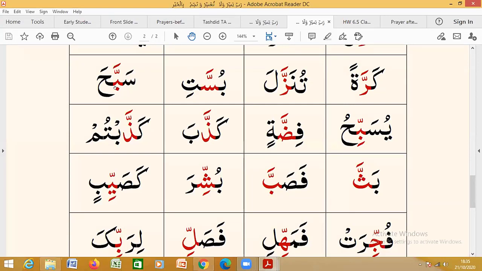Sub. Well done. So that's the first step, sub, and then we see that it has a fatha on top. So same sound, sub, but with a fatha now. Sabba. Excellent. Well done. And then ha. Sabbaha. Excellent. Well done. Mashallah.